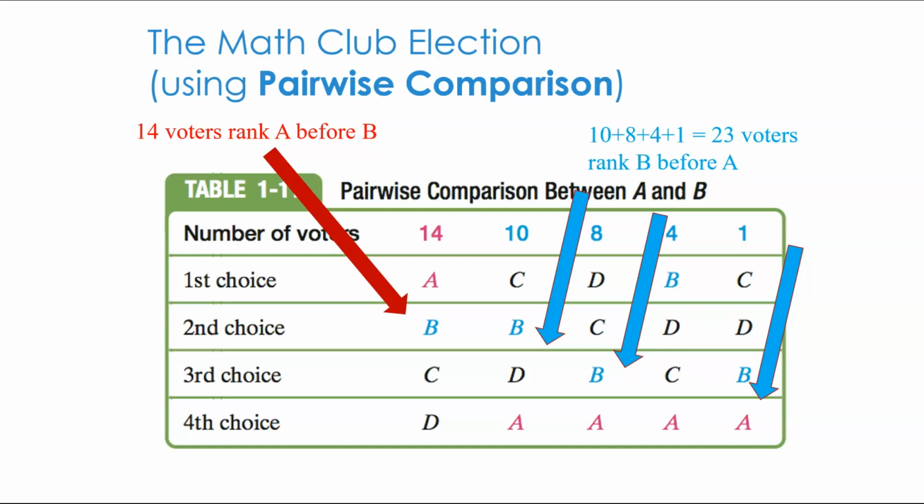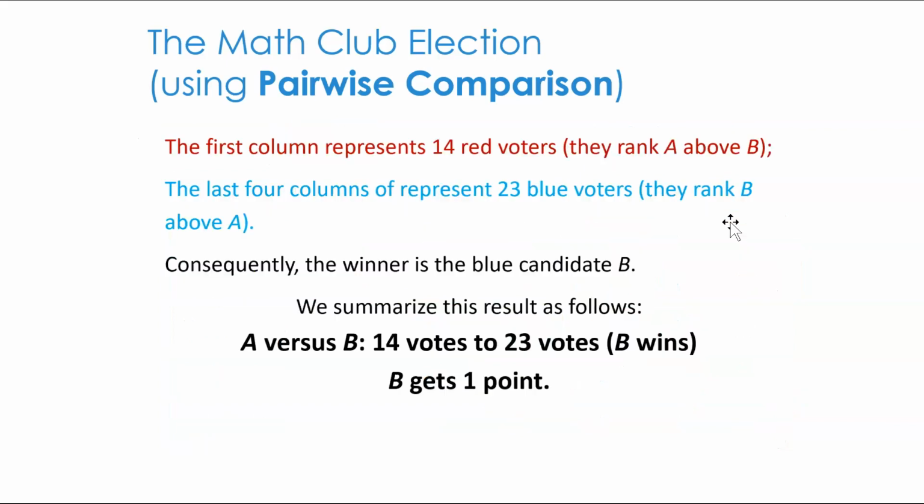So basically, when does A perform higher or more preferred than B? If you look here, A is above B, 14 voters put A above B. But if you look here, B is ranked above A: 10, 8, 4, 1, 23 times. So who has a higher ranking? The ranking would go to B. Between A and B, B gets the point. And that's exactly how this works.